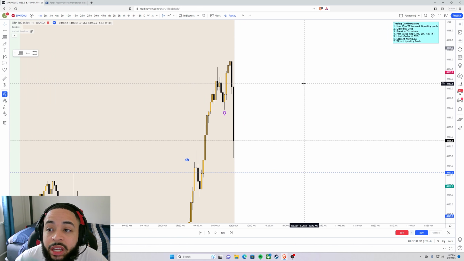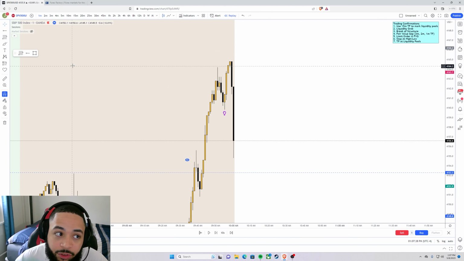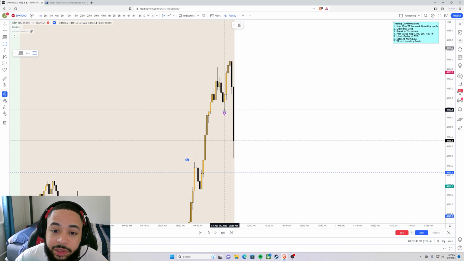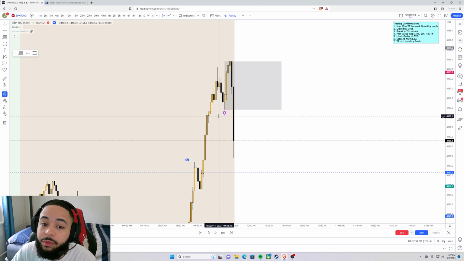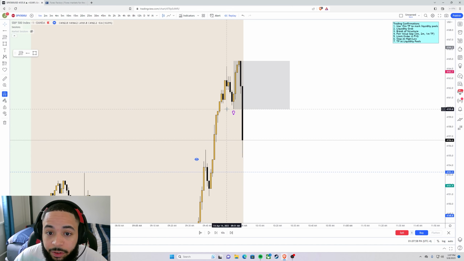And now the other key component is we want to see a fair value gap, but not just a fair value gap forming anywhere. We want to see it form between the displacement high and the displacement low. What I mean by displacement high and displacement low is, in this case, we were bullish and then broke structure bearish. So we want to see a fair value gap form within the range of the displacement high, which is the highest point, and the displacement low, which is the lowest point of structure before the break of structure.